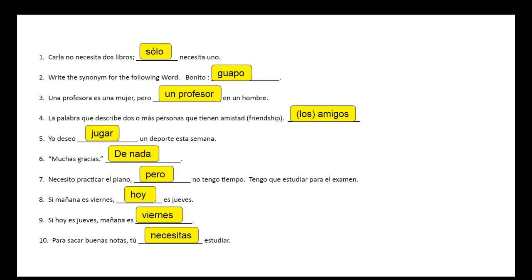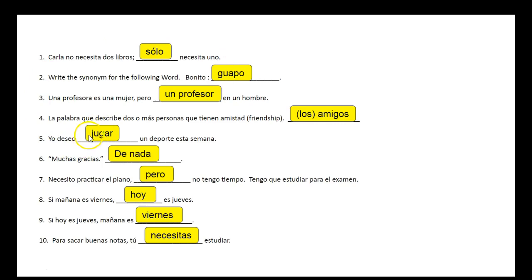Número cuatro. La palabra que describe dos o más personas que tienen amistad. The word that describes two or more people that have a friendship. Los amigos. Yo deseo jugar un deporte esta semana. I wish to play a sport this weekend.